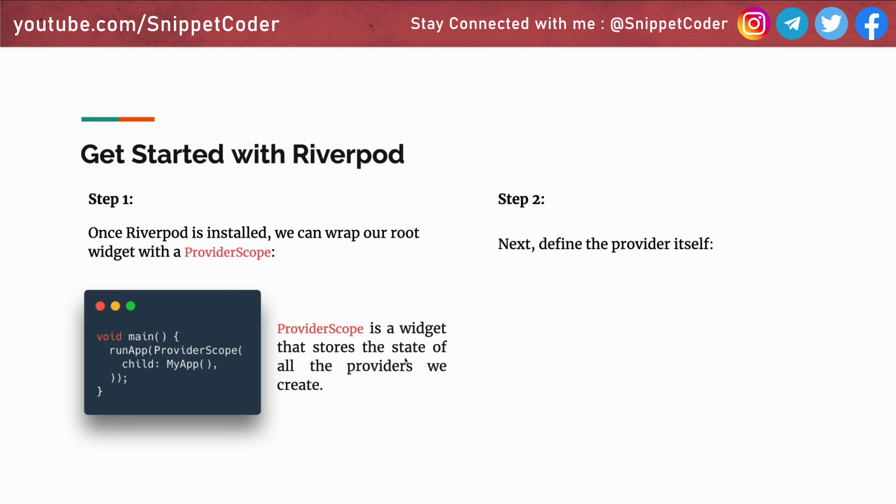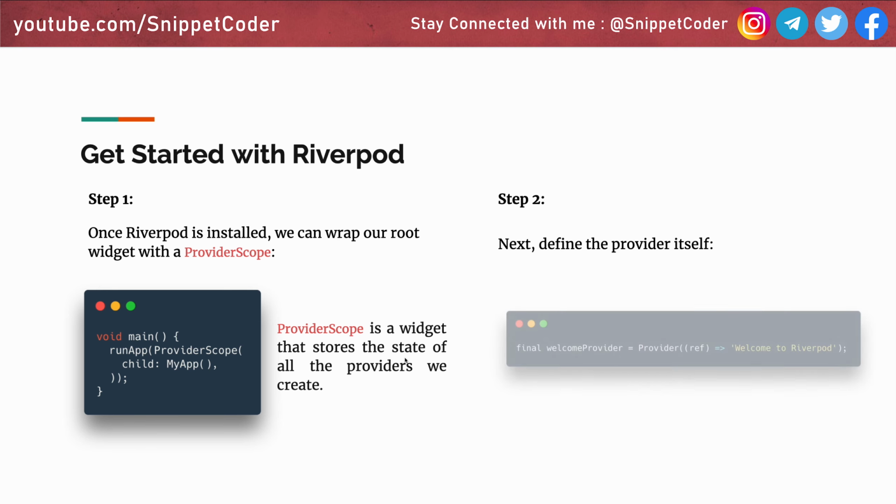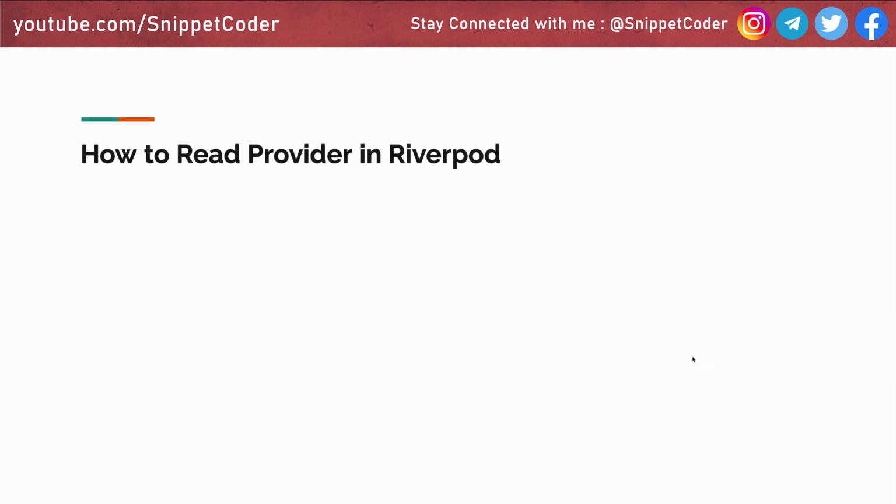Next step, we have to define the provider itself. We create the provider this way: final welcomeProvider equals Provider, with ref as the parameter, and here we put the string "Welcome to Riverpod". This is a very simple provider we are creating here, just to see how Riverpod works. Now we have to read that provider in Riverpod.